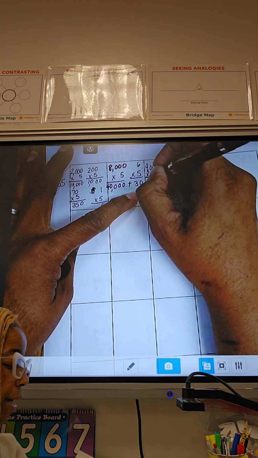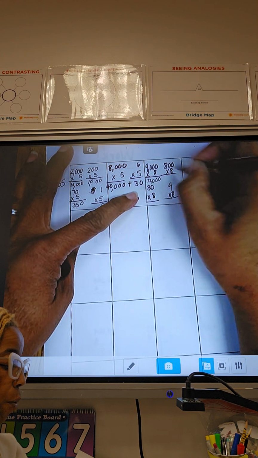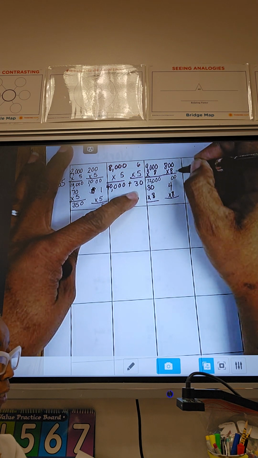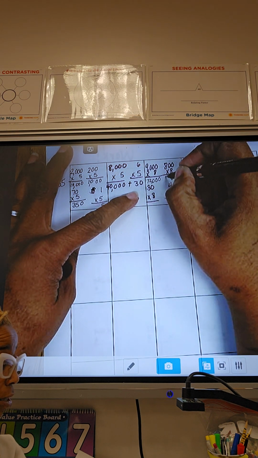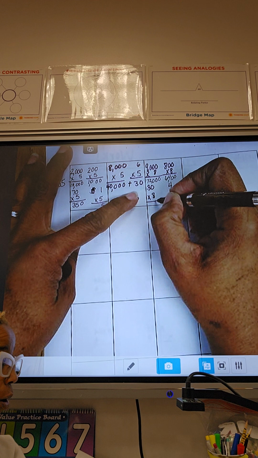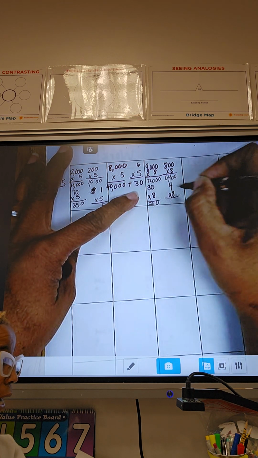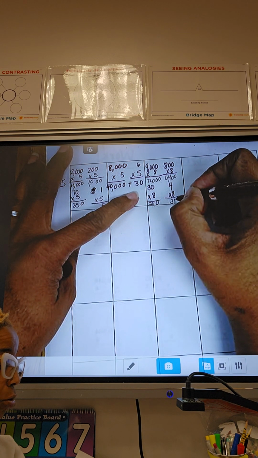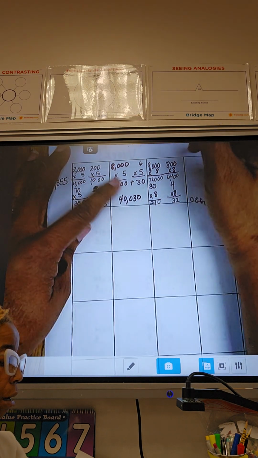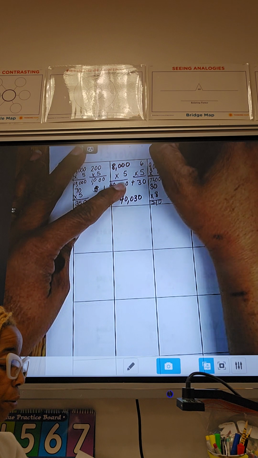8 times 9 is 72. 2 zeros, bring it on down. 8 times 8 is 64. 1 zero, bring it on down. 3 times 8 is 24. And 8 times 4 is 32. So that's a lot to add, but it's doable.